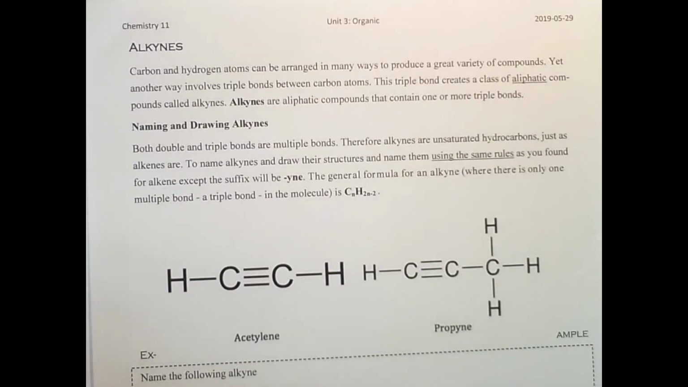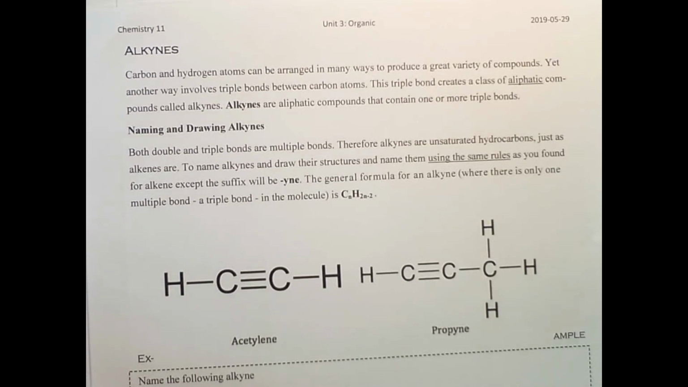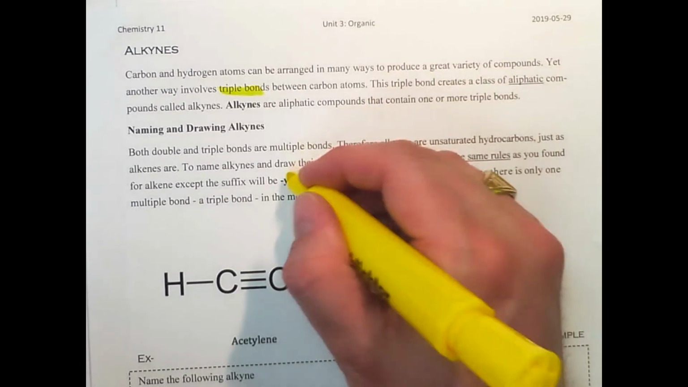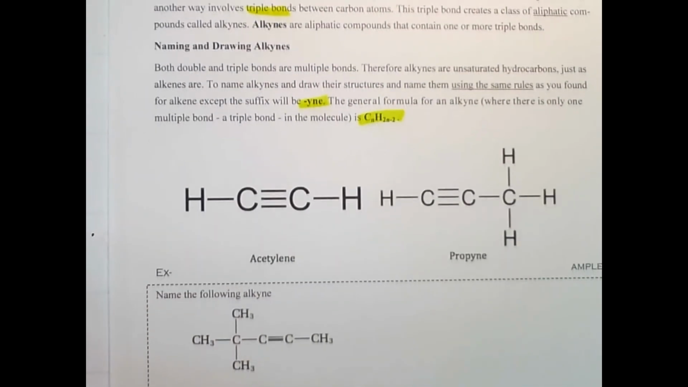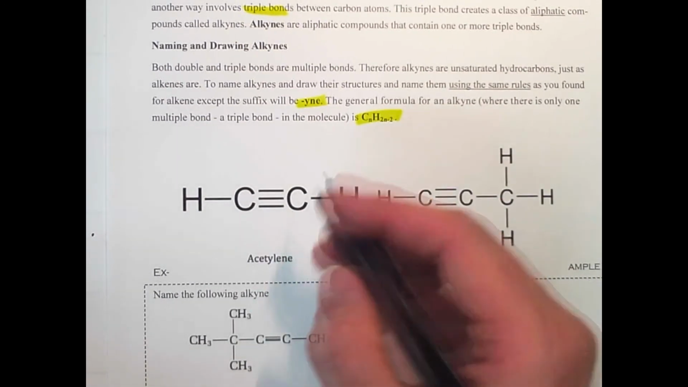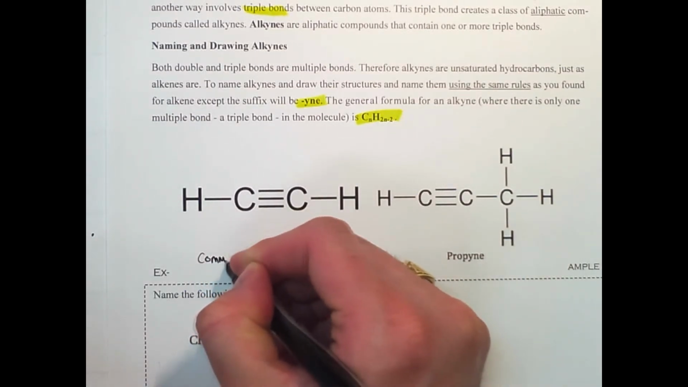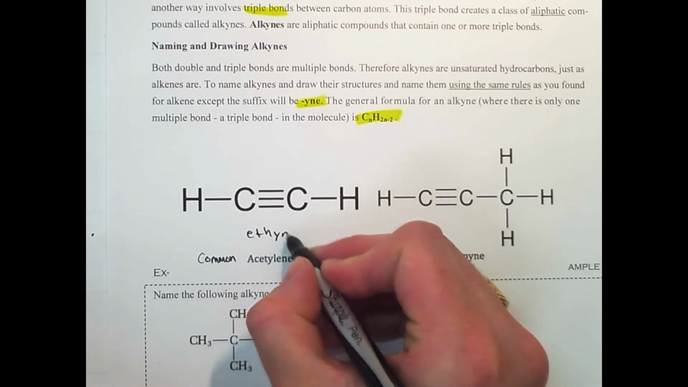So that takes us to our third family, or third functional group, which is alkynes. So alkynes are just triple bonds. It's really not different at all. The ending changes to -yne, and the general formula becomes CnH2n minus 2. We end up with a couple molecules here. This is the common name for this molecule. It's acetylene. We would actually call it ethyne.